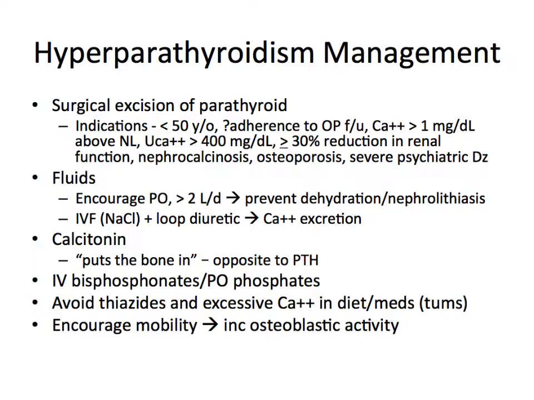IV fluids, particularly sodium chloride and a loop diuretic, can be used to increase calcium excretion. Calcitonin may be administered to oppose parathyroid hormone. The patient may also receive IV bisphosphonates or PO phosphates. It's important to avoid thiazides and excessive calcium in diet or medications, such as with Tums. Finally, encourage mobility to increase osteoblastic activity.